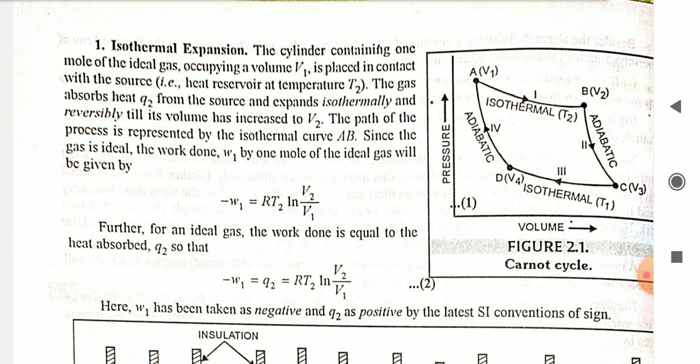Since the gas is ideal, the work done W1 by the 1 mole of ideal gas will be given by minus W1 is equal to RT2 ln V2 upon V1. Further, for an ideal gas, the work done is equal to the heat absorbed Q2, so that minus W1 is equal to Q2 is equal to RT2 ln V2 upon V1. Here W1 has been taken as negative and Q2 as positive by the latest SI convention of the sign.